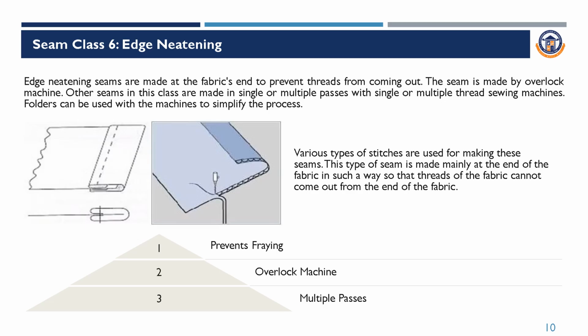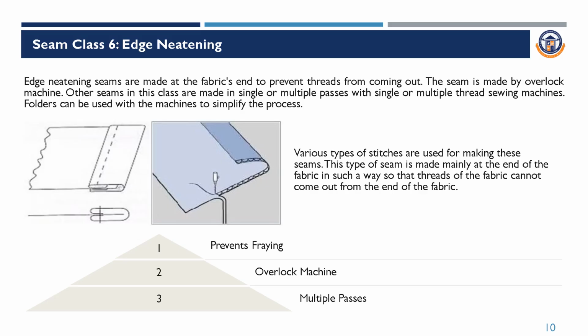Seam class 6, edge neatening. Edge neatening seams are made at the fabric end to prevent threads from coming out. The seam is made by an overlock machine. Other seams in the class are made in a single or multiple passes with single or multi-thread sewing machines. Folders can be used with these machines to simplify the process.